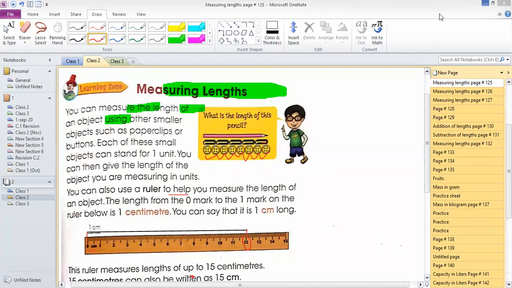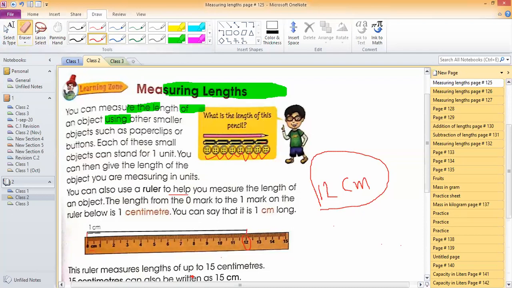Very good, Rashid. All right, I'm going to open your mic and you will all tell me the answer. Yes, guys. 12. Very good. The answer is 12 centimeters. How do you know? Because this line reaches up to 12. Okay, so you will say, sir, the answer is 12 centimeters.